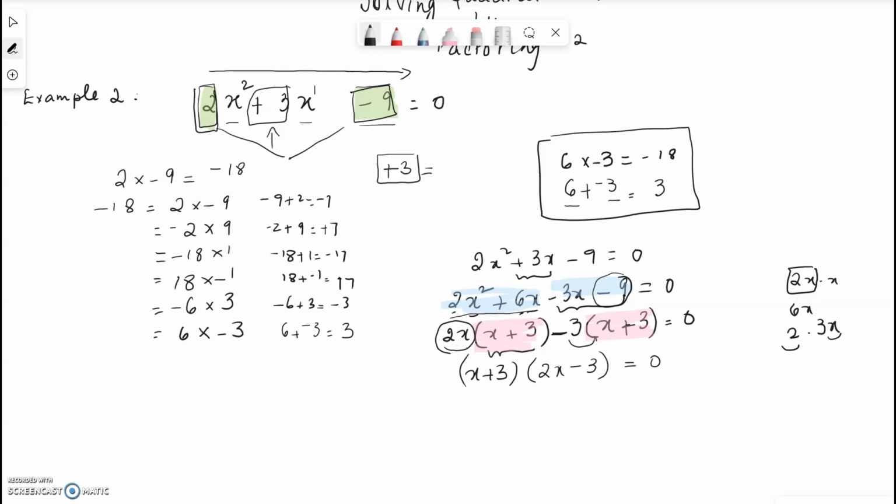Now we quickly solve the equation using the zero product rule, which says that if the product of two numbers, that is x plus 3 and 2x minus 3, is equal to 0, then either x plus 3 equals 0 or 2x minus 3 equals 0. So if the product of two numbers is equal to 0, one of the two numbers at least has to equal 0, and that's what helps us solve the quadratic equation. So 2x equals positive 3, x equals 3 halves.